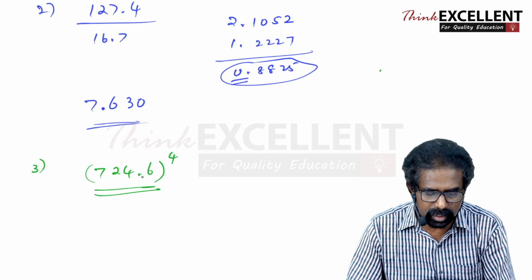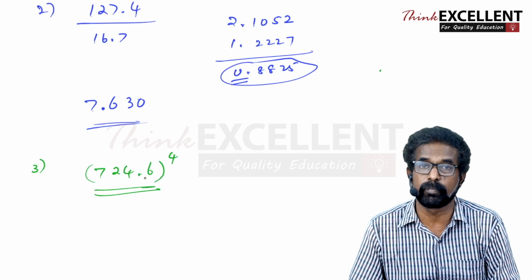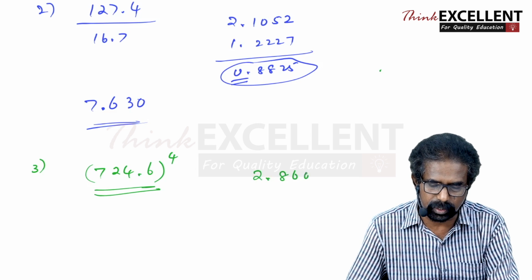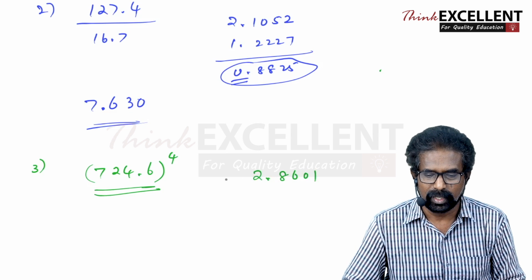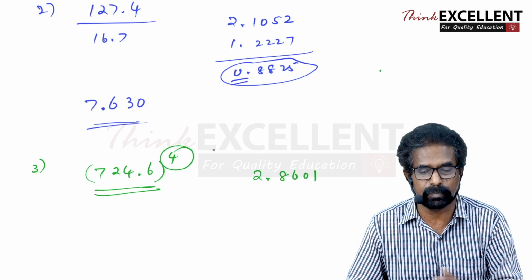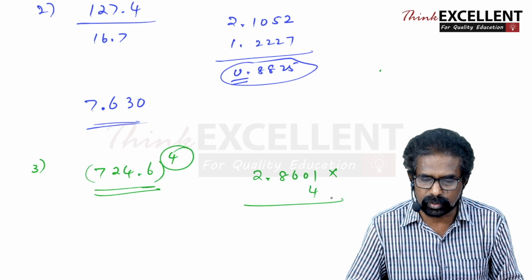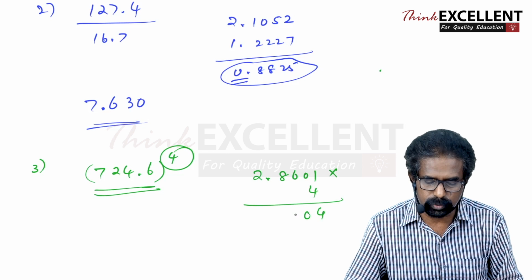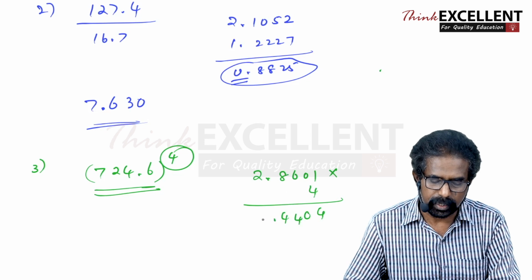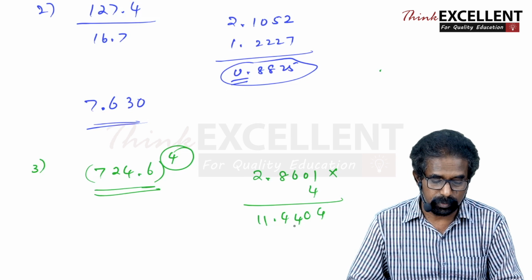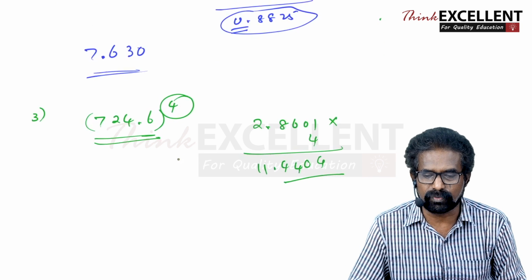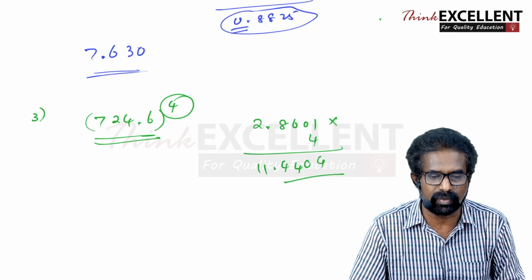So first you take the log of this 724.6. Before the point 3 digits, so 2 point, right? You are getting 8601. That you have to find from the table, okay? Then this one you multiply by 4. Why? Because the power is 4. If the power is 7, you multiply by 7. So into 4. So 4, 0, 24, 2, 30 to 34. 8 plus 11, right? You are getting this one. Now you take antilog of this, right? Antilog 4404. You have to find the antilog of 4404.